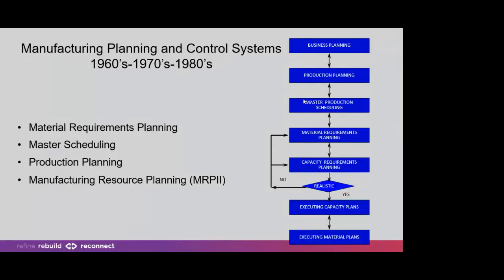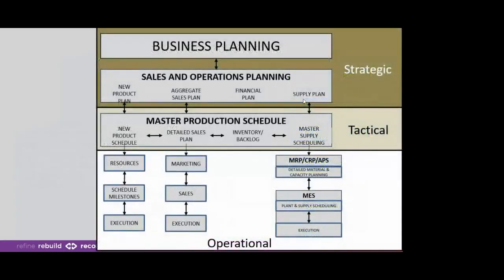But we finally came up with a need for having a sales and operations planning process which sits above the detailed master schedule and forecast and is below the business plan, and it's what really ties together the new product plan, the aggregate sales plan, financial plan, and supply plan into one integrated process. So that was done in 1984.